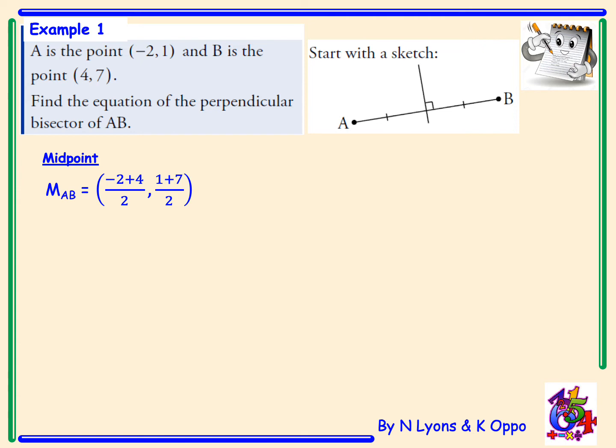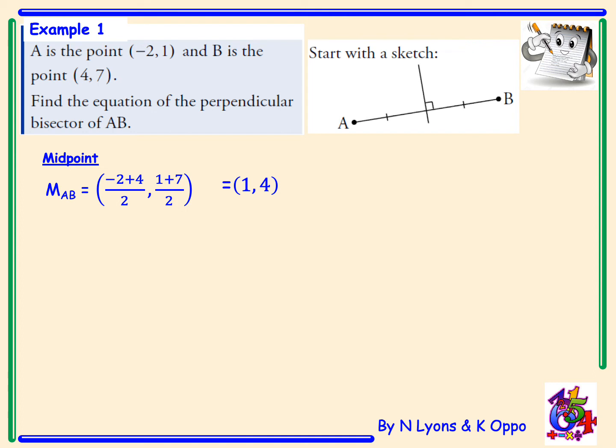To find the midpoint of AB, we add the x coordinates, -2 plus 4, and divide by 2, and we add the y coordinates, 1 plus 7, and divide by 2. This will give us a midpoint of 1, 4.